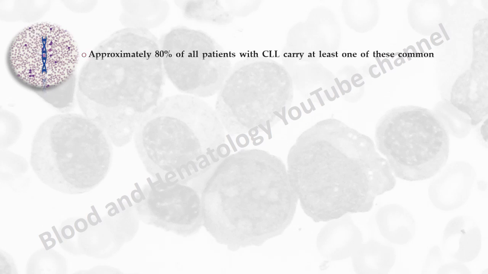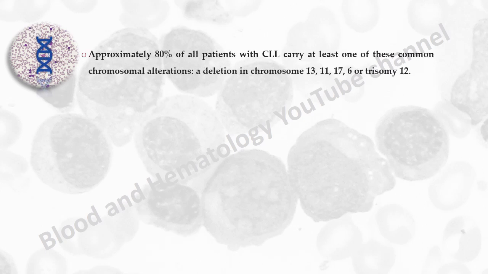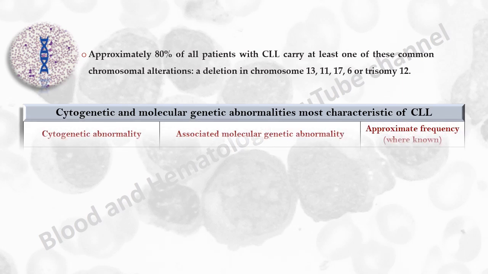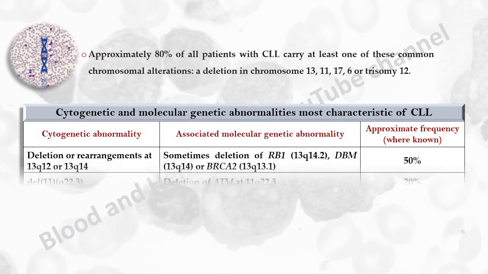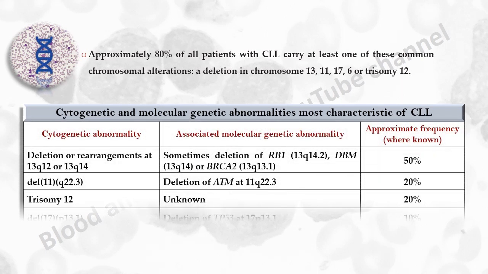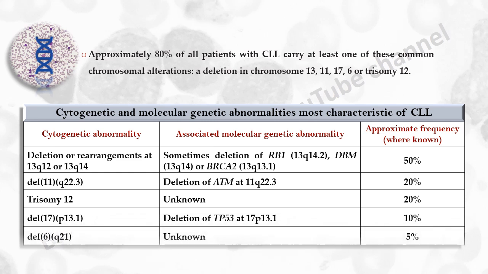Approximately 80% of all patients with CLL carry at least one of these common chromosomal alterations: a deletion in chromosome 13, 11, 17, 6, or trisomy 12. Cytogenetic and molecular genetic abnormalities most characteristic of CLL are summarized in the table.